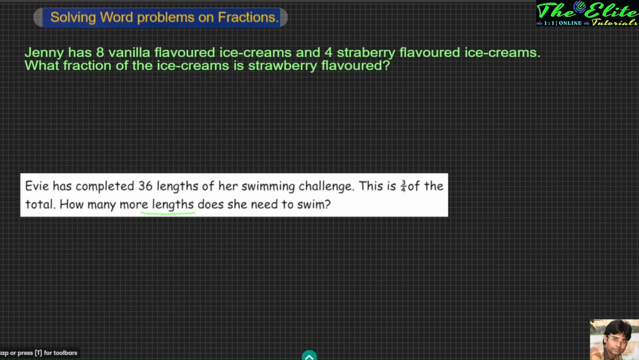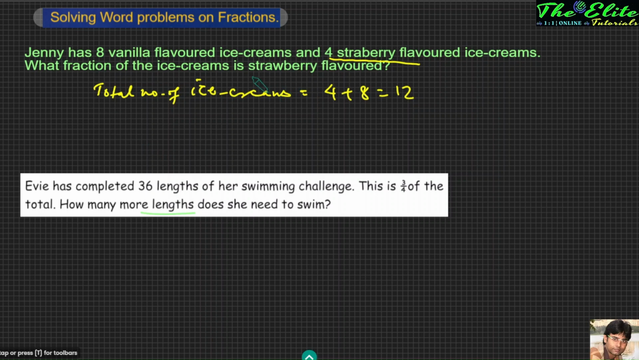So let's have a look at a couple of word problems on fractions. The very first question says Jenny has 8 vanilla flavored ice creams and 4 strawberry flavored ice creams. So we can always mark that 4 strawberry flavored ice creams, and these 8 vanilla flavored ice creams. So you can see that the total number of ice creams is going to be 4 plus 8, that is 12. Is that clear?